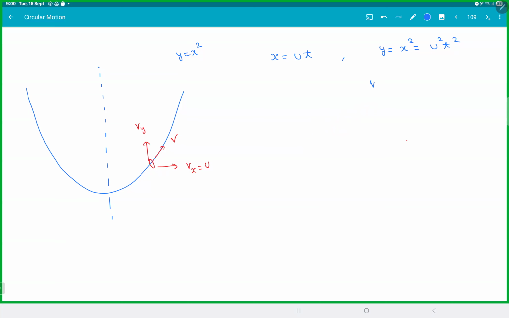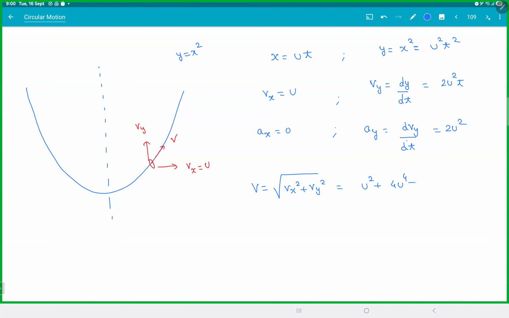So if you differentiate this, we will get Vy, which is dy by dt. This will be 2u square t. So this is your vertical velocity at any time t. Vx is u, ax is 0, ay is dvy by dt, which is 2u square. Therefore, speed at any instant will be root over vx square plus vy square, which is u square plus 4u power 4 t square. This is your speed at any instant.